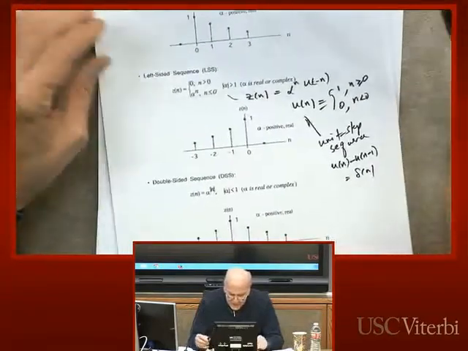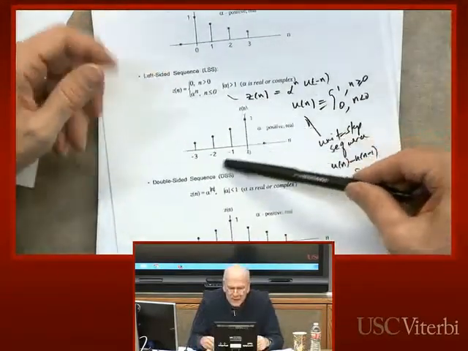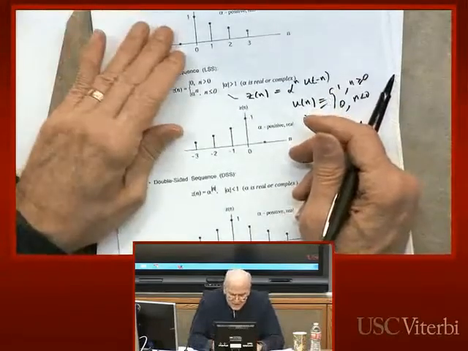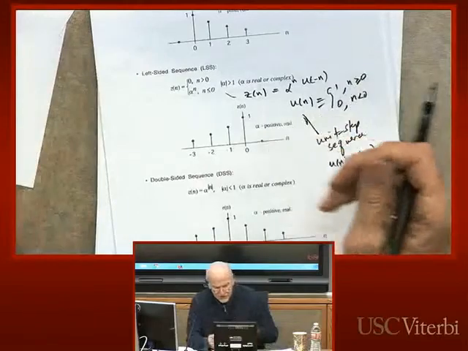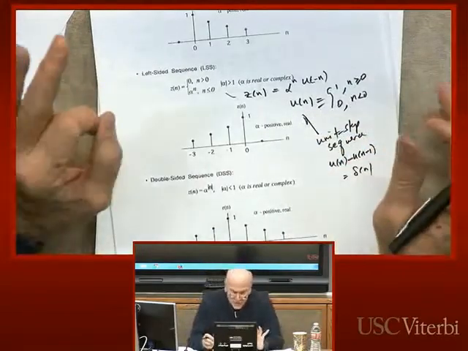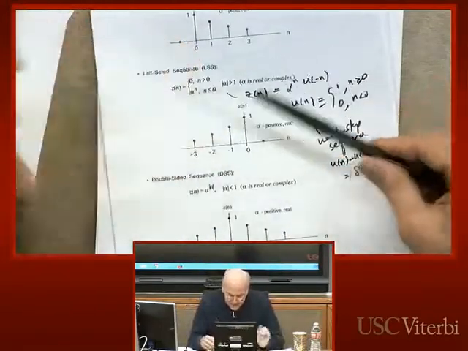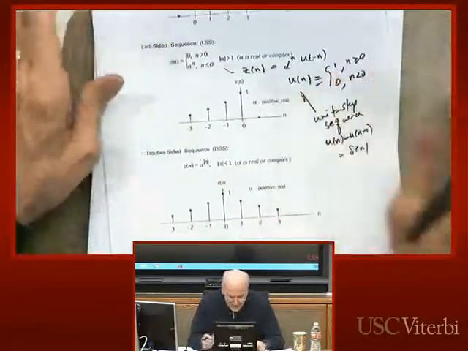But in any event, that sequence goes backward in time. And a left-sided sequence is kind of like the right-sided in that it's any sequence which vanishes for n greater than n naught. It's identically 0 for n greater than n naught. In this case, n naught is 0.